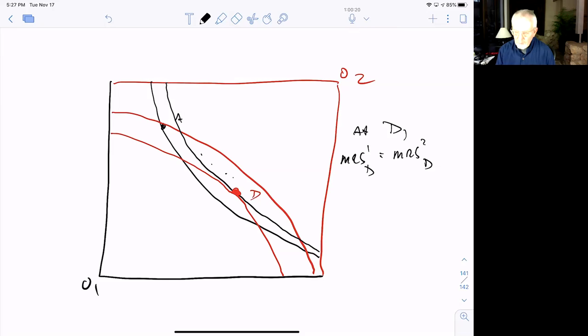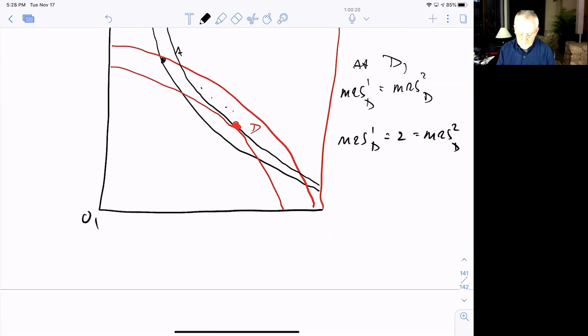And so now at point D, there are no more beneficial trades. So if, for example, here, MRS for 1 is equal to 2, and that's the same as MRS for 2 at point D, then that says that their willingness to give up is exactly equal to the minimum amount they would demand. The maximum willingness to give up is equal to the minimum amount they would demand. Therefore, there are no more mutually beneficial trades, nor any trades that are beneficial to one without hurting the other. So we say at point D that we've reached a point of efficiency in exchange. Point D, we say, is efficient.